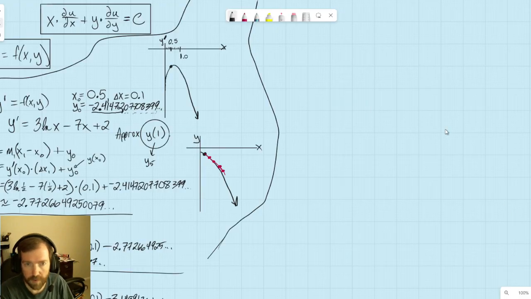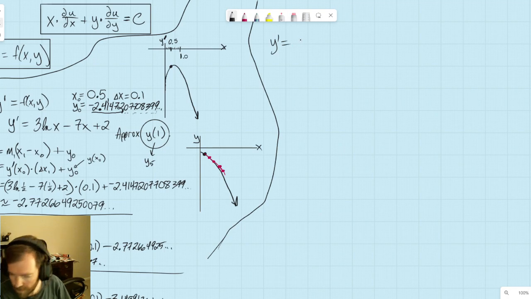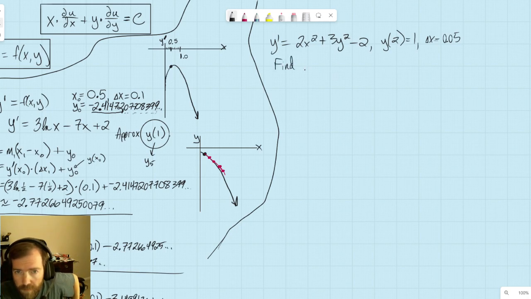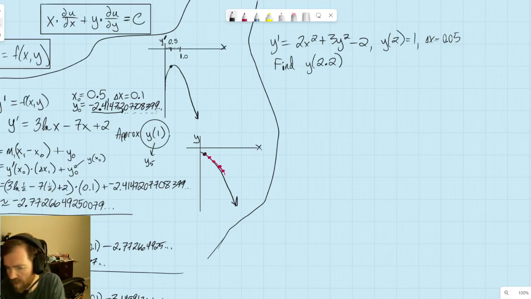Alright, so here's one we've used for homework in the past. Y prime is equal to 2x squared plus 3y squared minus 2, for initial value y of 2 equals 1, and delta x is equal to 0.05. And this is, find y at 2.2.